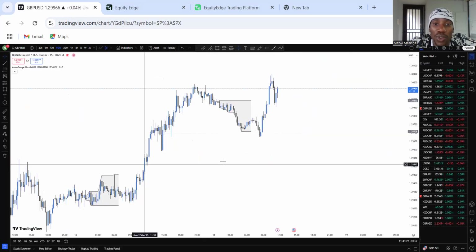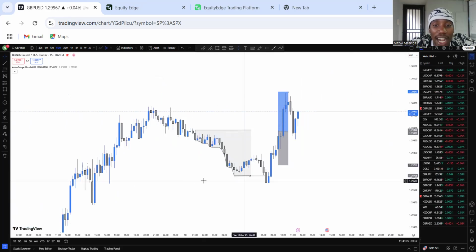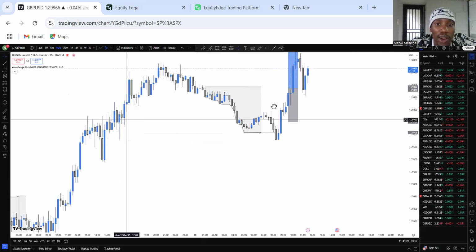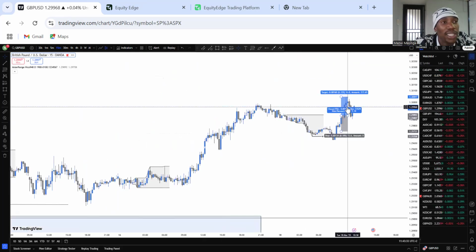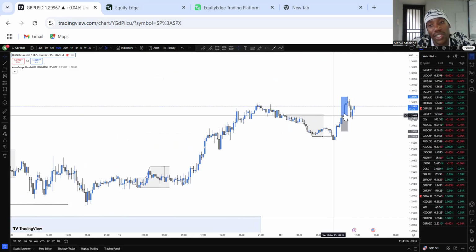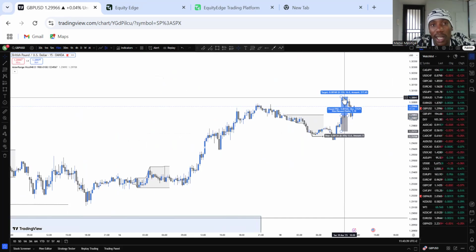I'm gonna show you the same reason how I got this trade. After the Asia high, I wanted 1:1, so I risked 177 to get 177.